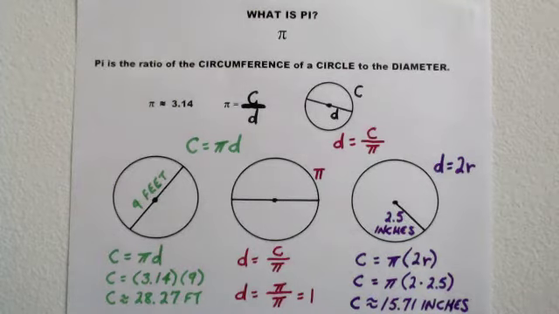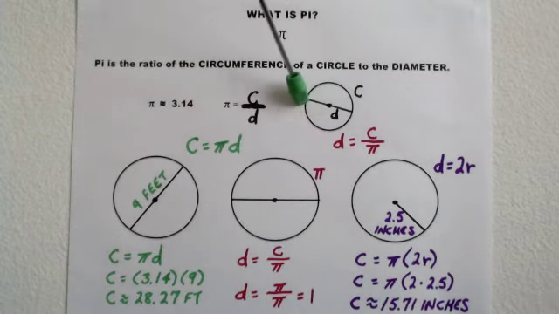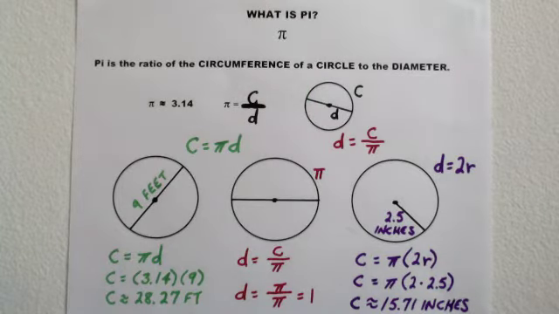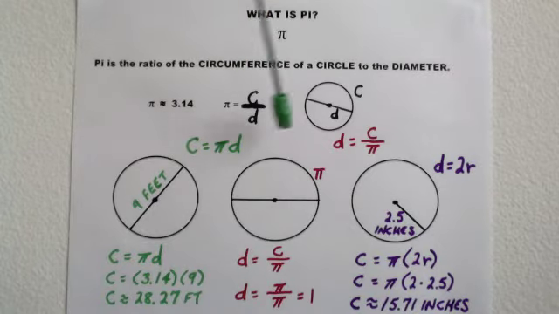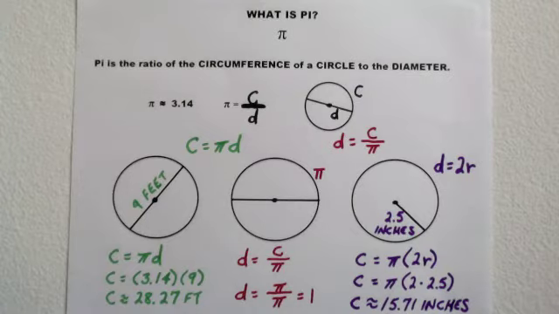Now the radius of a circle is the distance from the center to the edge of the circle. So if you know the radius, you can determine the diameter. 2 times the radius equals the diameter. And you can use any of these equations. Let's look at some examples.